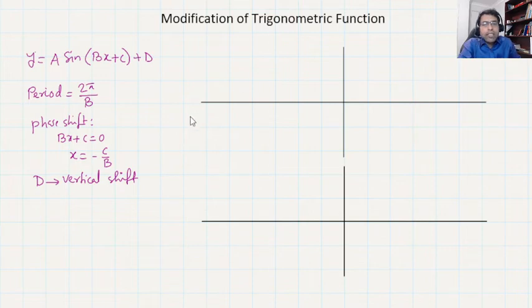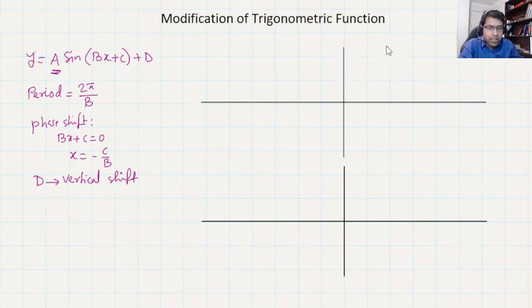Particularly in this video, we are going to focus on the amplitude change. By changing the amplitude, or the value of a, how does the graph get affected? And even if we have a negative, starting with y equals negative of that function, what will it affect in the original function?